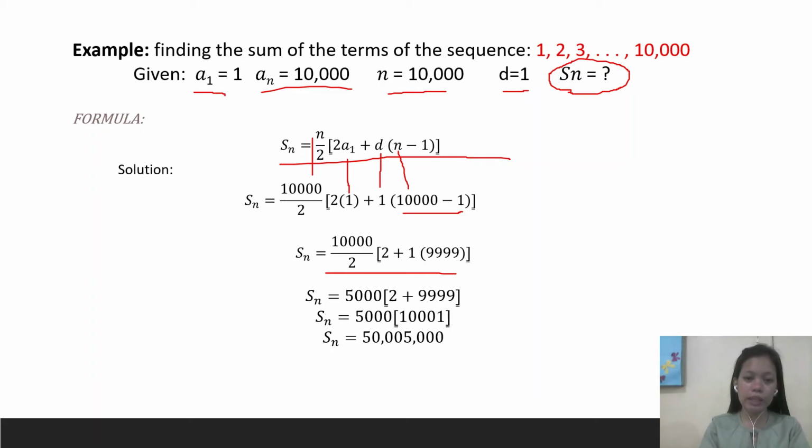So we have S sub n is equal to 5,000, since 10,000 divided by 2 is equal to 5,000. Bringing down 2 plus 1 times 9,999, which is equal to 9,999, we have S sub n is equal to 5,000 times 10,001. So the value for the sum of the sequence 1, 2, 3 up to 10,000 is 50,005,000.